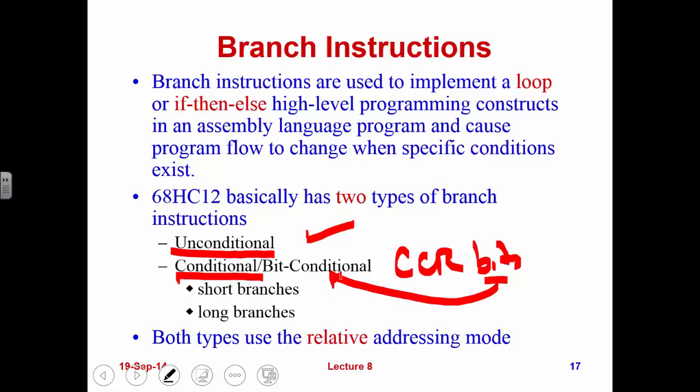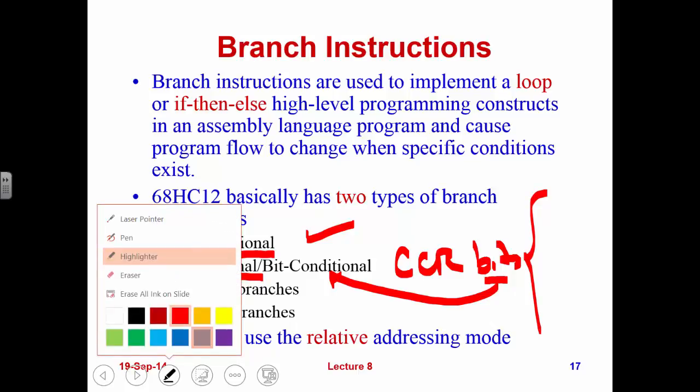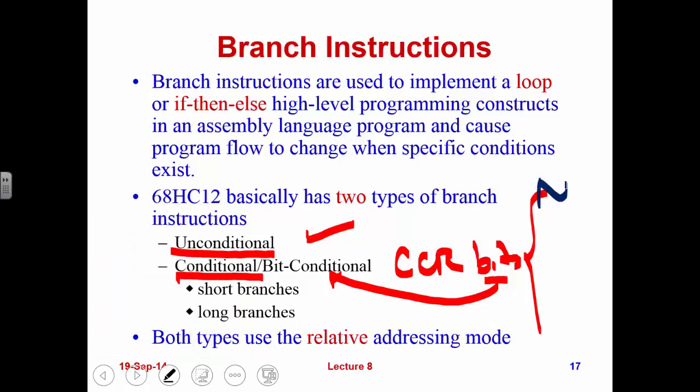They mainly check these four bits. Remember, I showed you these four bits: N, C, Z, and V. They mainly test the values of one or more of the condition code register flag bits. If the defined condition for the instruction is met, then it branches. If not, you don't branch.